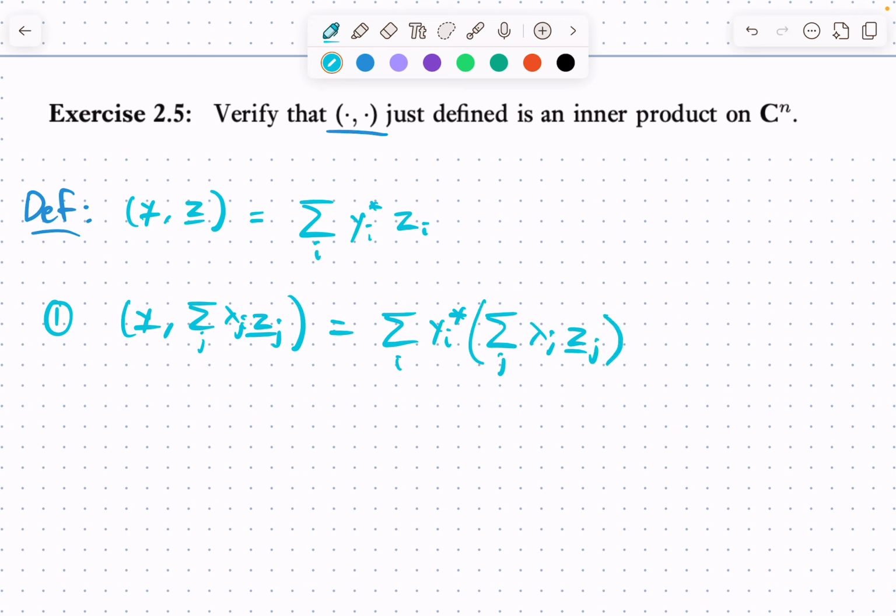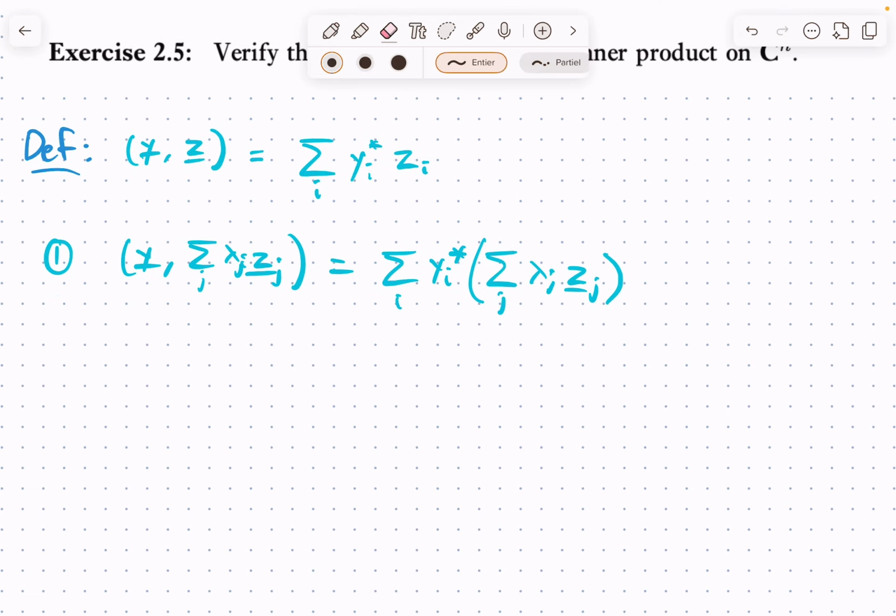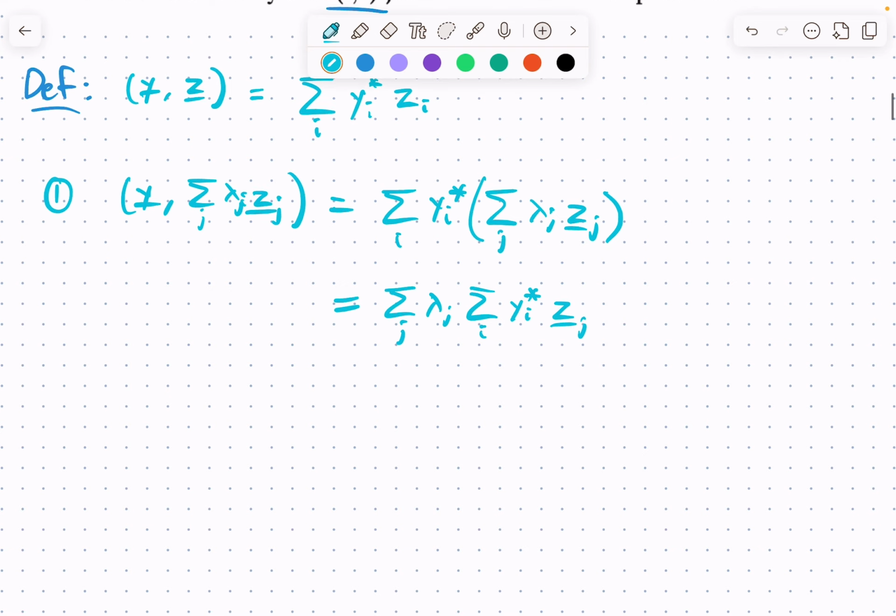Basically just that. And from here, we'll just simply switch around the sums. So we can take the lambda out, and then switching around the sums lets us put this yi on the inside. And this is allowed because of the rules of sums. And from here, notice this thing right here is literally just the definition of the inner product. So now we have an inner product of y and zj, and bang, there's our linearity condition.